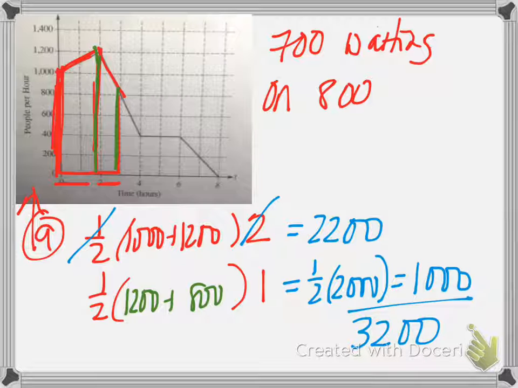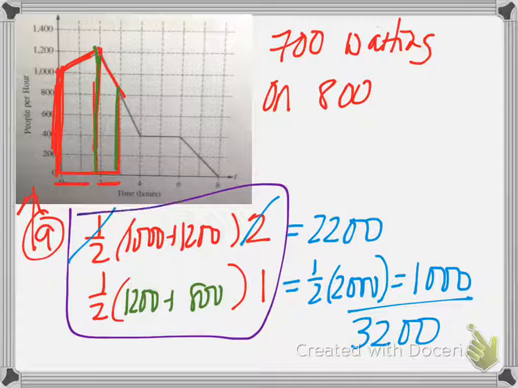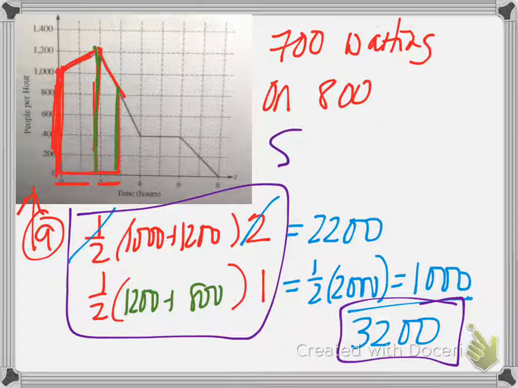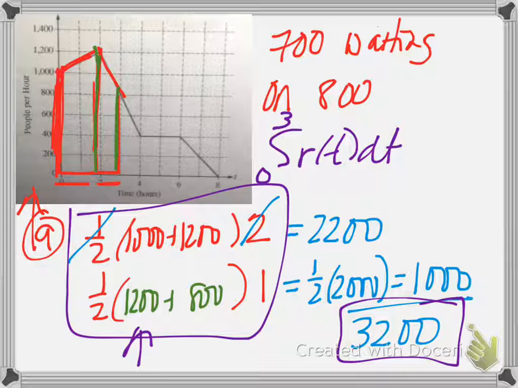So there were 3,200 people. What are your point values? The whole setup is 1 point, and then finding your answer is 1 point. They also would have accepted the integral from 0 to 3 of R of t dt, but I don't think you would have done that because you would be doing this. Okay, so that is part A.